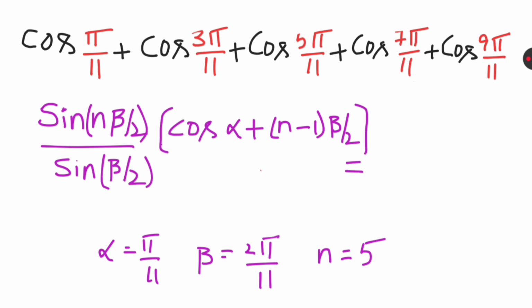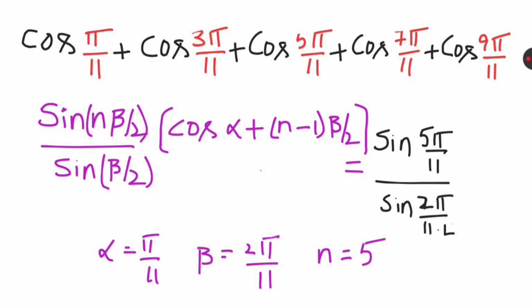Then it is going to be sin, what is n? n is 5. 5 times beta by 2. What is beta? 2 pi by 11. By 2 means here 2. Here the 2 gets cancelled. We are left with only 5 pi by 11, by sin(beta by 2), which is 2 pi by 11 times 1 by 2. Here the 2 gets cancelled. So we are left with only sin(pi by 11) times cos of what we have?